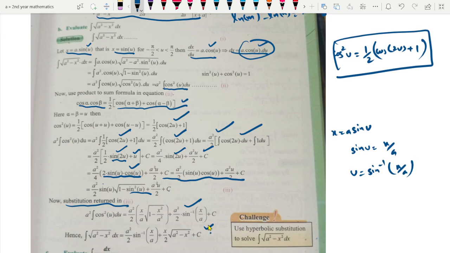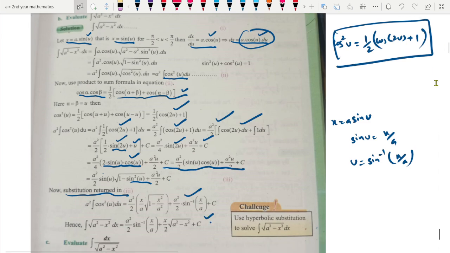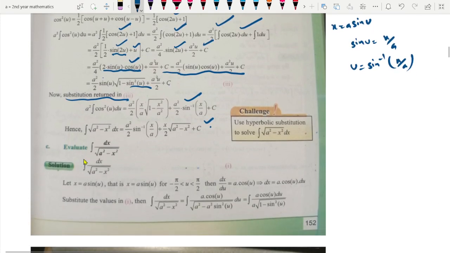Putting all the values, so this will become the integral of this one is equal to this one.